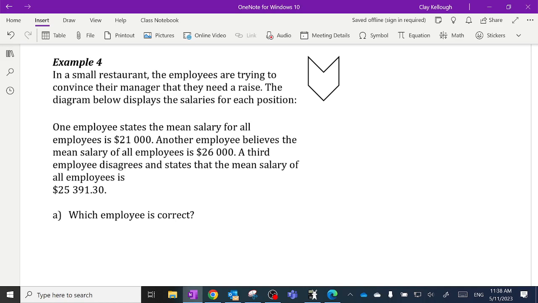In a small restaurant, the employees are trying to convince their manager they need a raise. The diagram below, or to the right, displays the salaries for each position. Okay, so here they are. This first arrow is for supervisors.